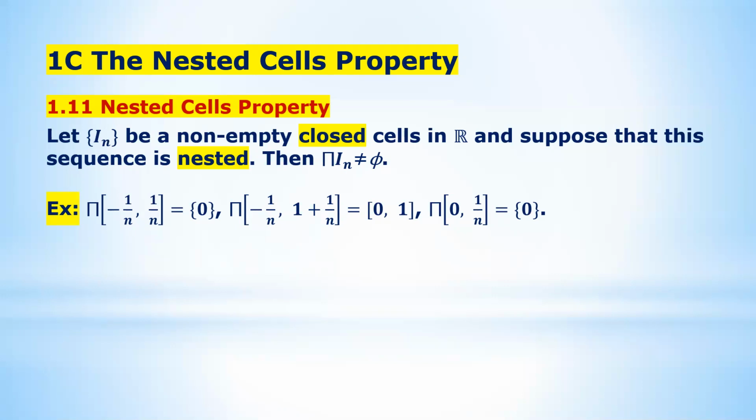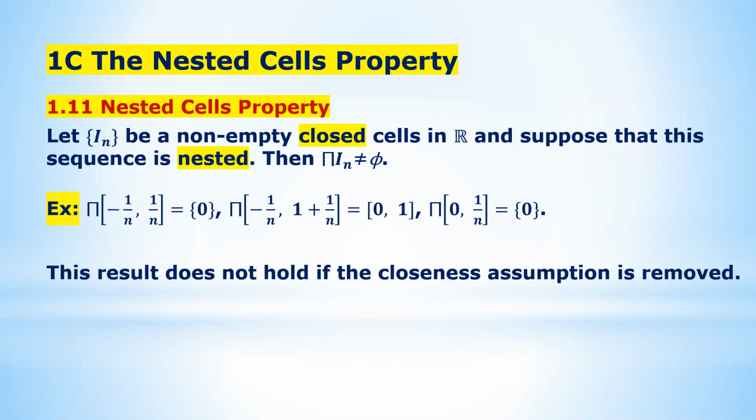We have to see, for a general sequence of nested cells, why this intersection is not empty. In this theorem we assume that all the cells are closed, and this is important. Without closedness, this result does not necessarily hold. We also saw examples: in some cases the intersection is still not empty, but in other cases the intersection becomes empty. Without the closedness assumption, we cannot have any definite result about a sequence of nested cells. So in general, we make this closedness assumption.